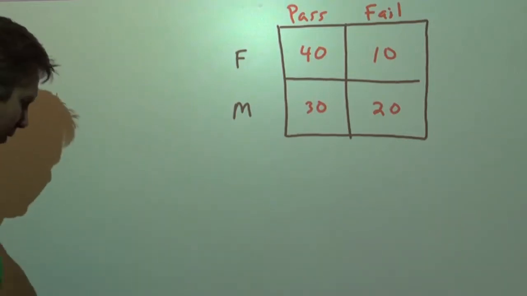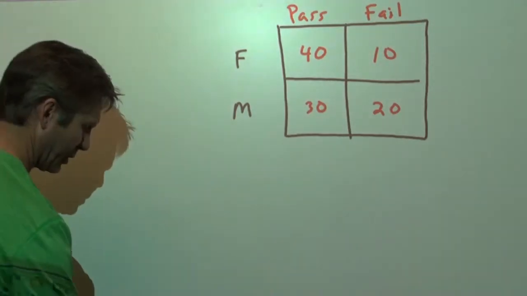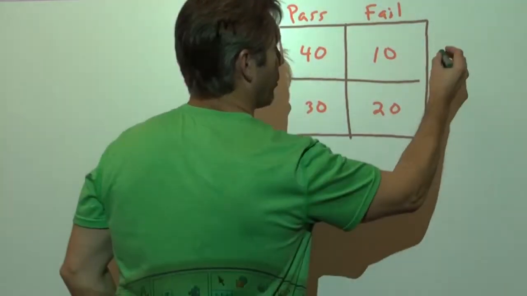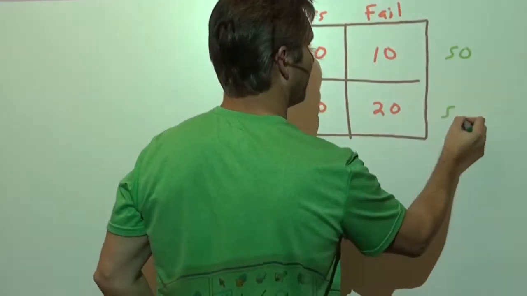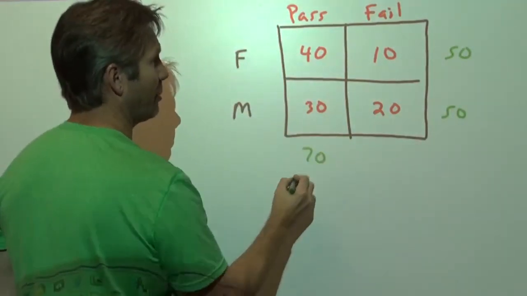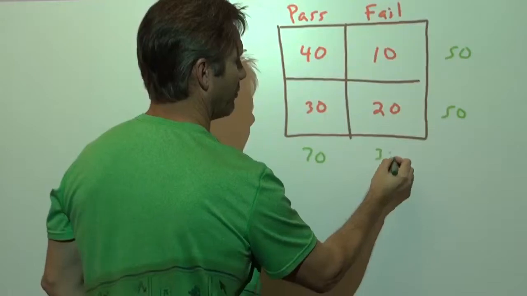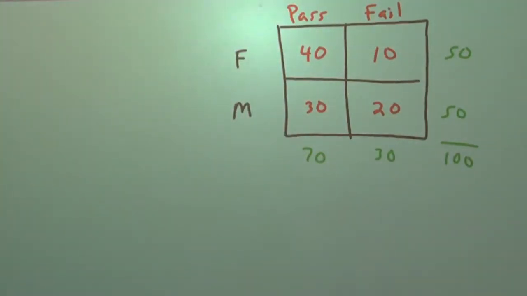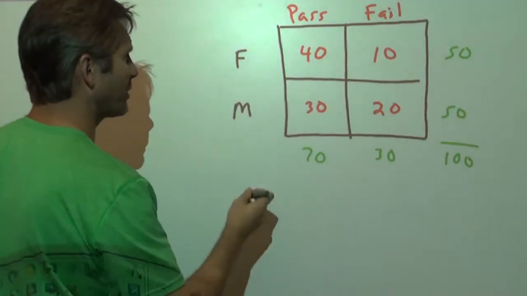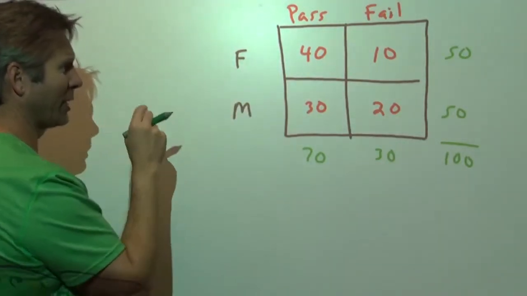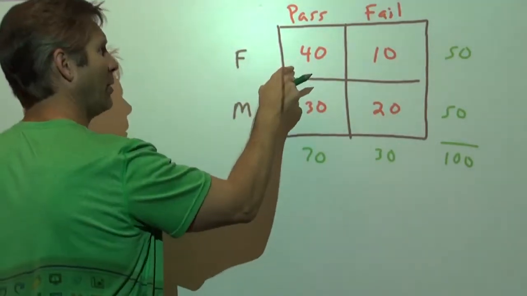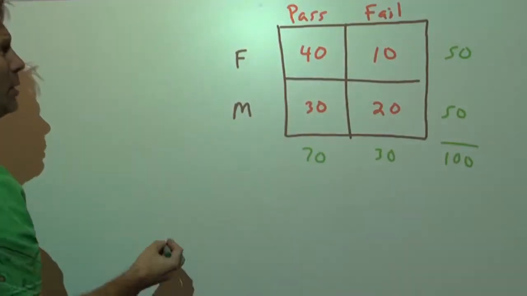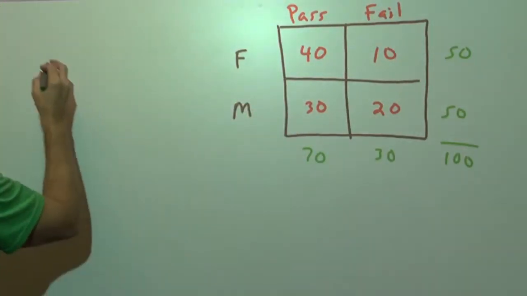So here's what we do. We go to the marginal distribution, and we see that there were 50 females and 50 males. There were 70 people that passed the test, and 30 people that failed the test. There were 100 people altogether. So here's what we're going to do. Let's find the probability that a female passes the test. Well, we can see that it's 40 out of 100.